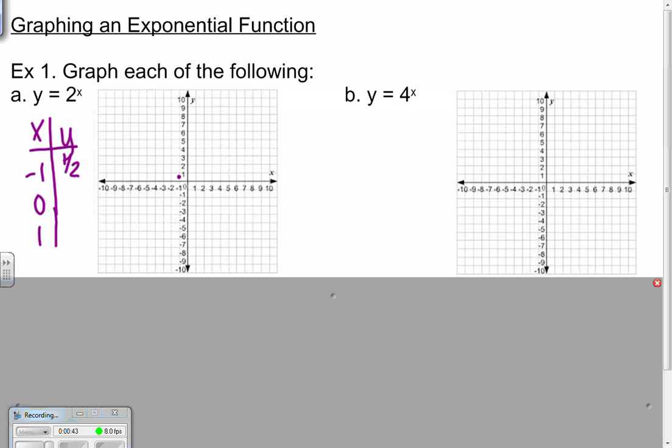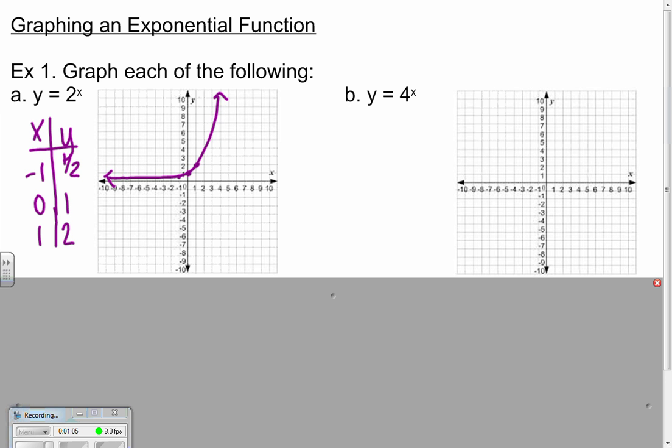Sorry about that. If you put a 0 in, 2 to the 0 is 1. And if you put a 1 in, 2 to the 1 is 2. So you're going to notice these exponential functions hug the x-axis as close as you can, and then they go up very quickly. So generally speaking, that's what they look like.